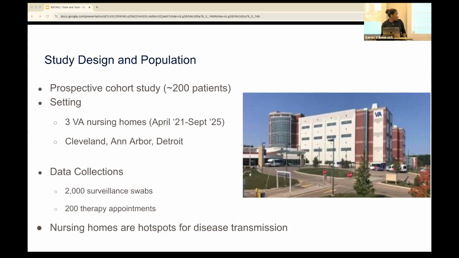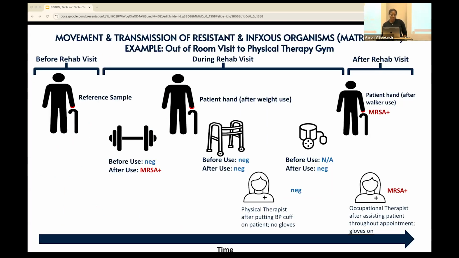And really, nursing homes are a good setting because they're hotspots for disease transmission, right? People are going in and out of hospitals to nursing homes, to ICUs, and back and forth. And so what this looks like is people within these nursing homes can spend a substantial amount of time outside of their rooms for visits, for appointments and for diagnostics. And so how common and important is the transmission as a result of these visits was the question that the original study wanted to answer.